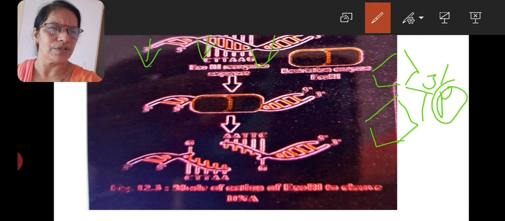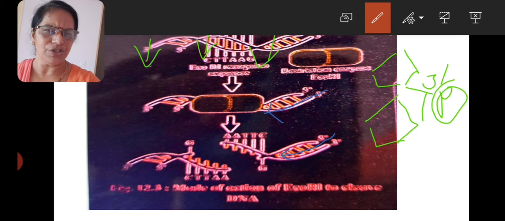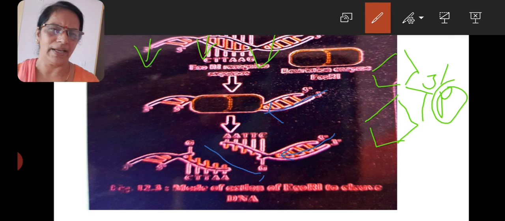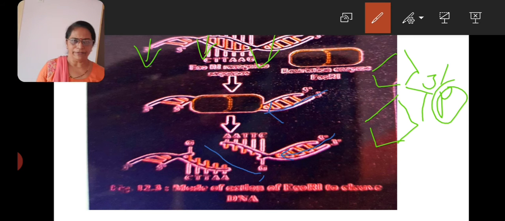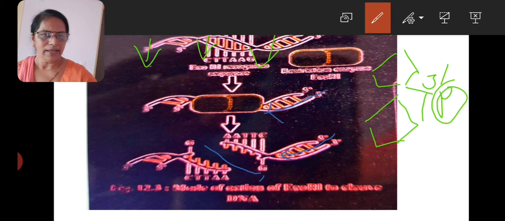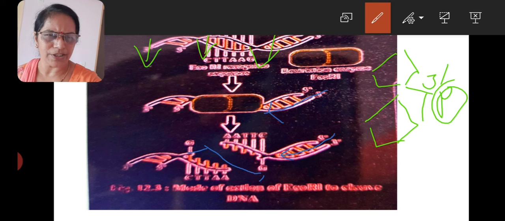This phosphodiester bond breaks, and then it breaks the weak hydrogen bonds. The weak hydrogen bonds which are present between the two strands, that is between A, T, G, C, break. So firstly the phosphodiester bond breaks, then the weak hydrogen bonds are broken, and here a sticky strand is produced. This is the sticky strand.